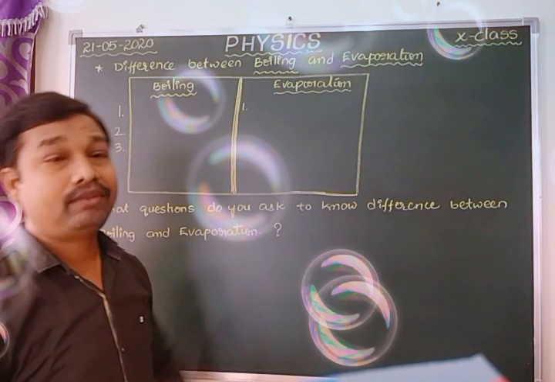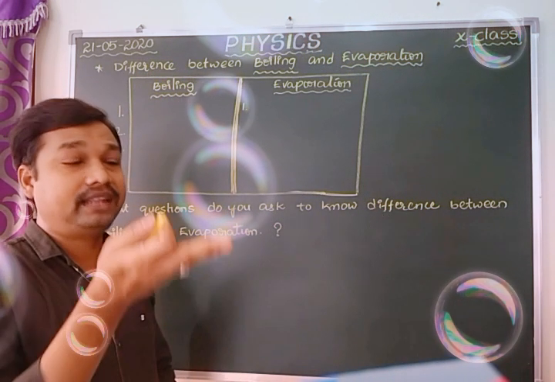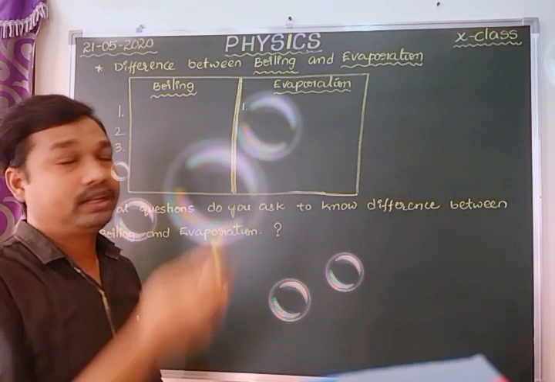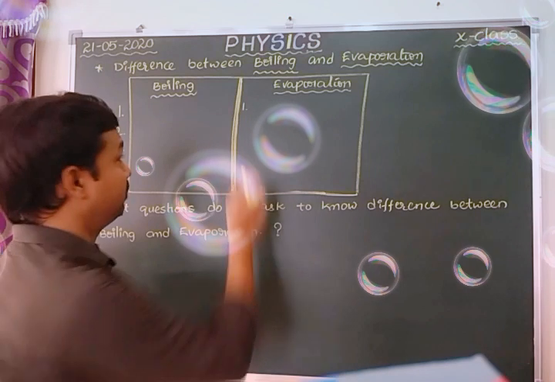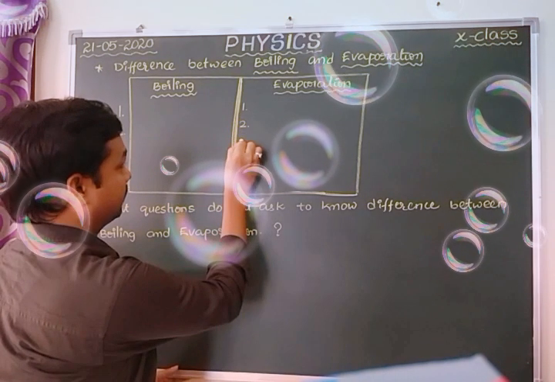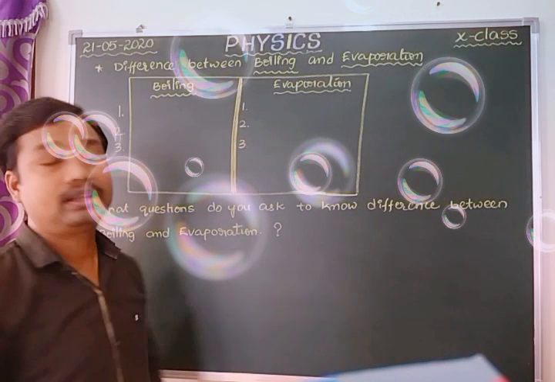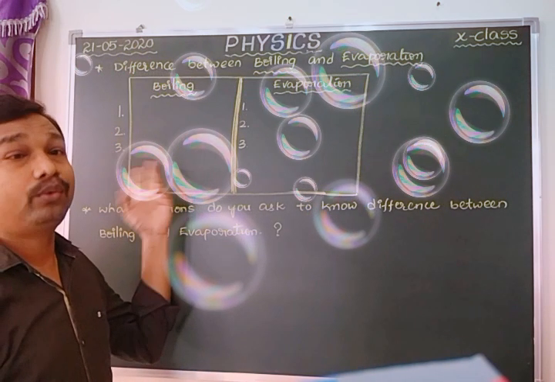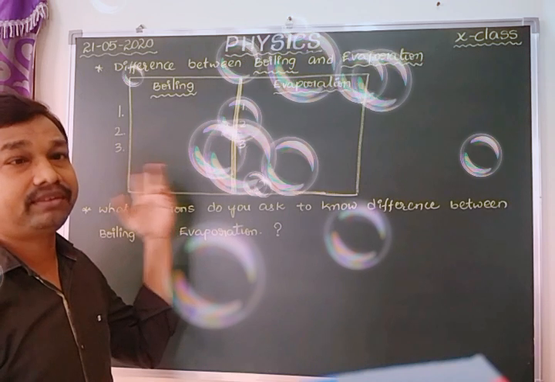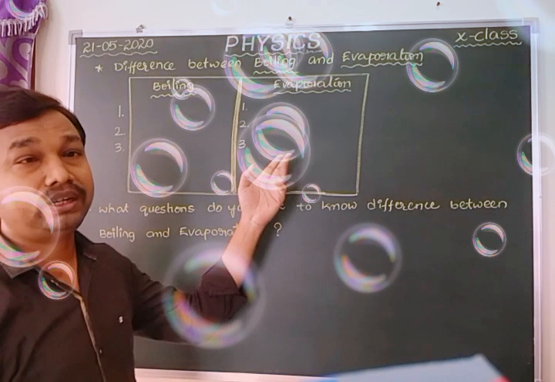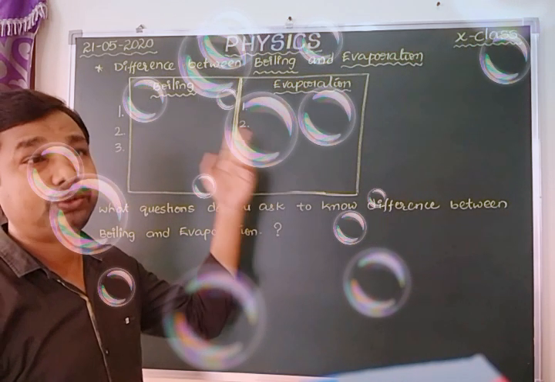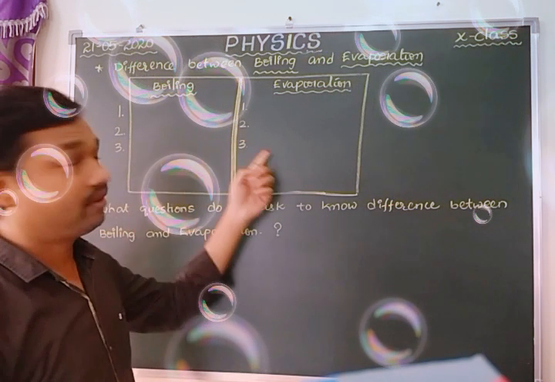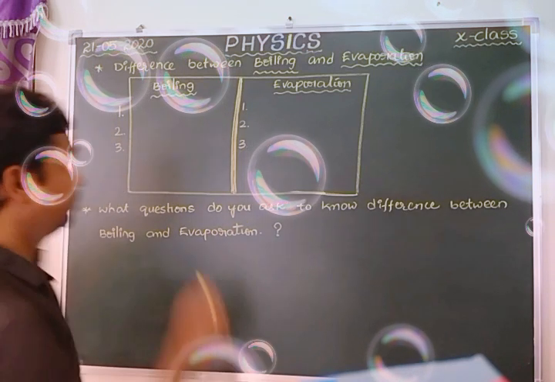Whereas evaporation takes place on the surface of the liquid, so it is called a surface phenomenon. And what about speed? Boiling is a quick process which takes place very fast, whereas evaporation takes a long time. Boiling is a quick process, evaporation is a slow process.